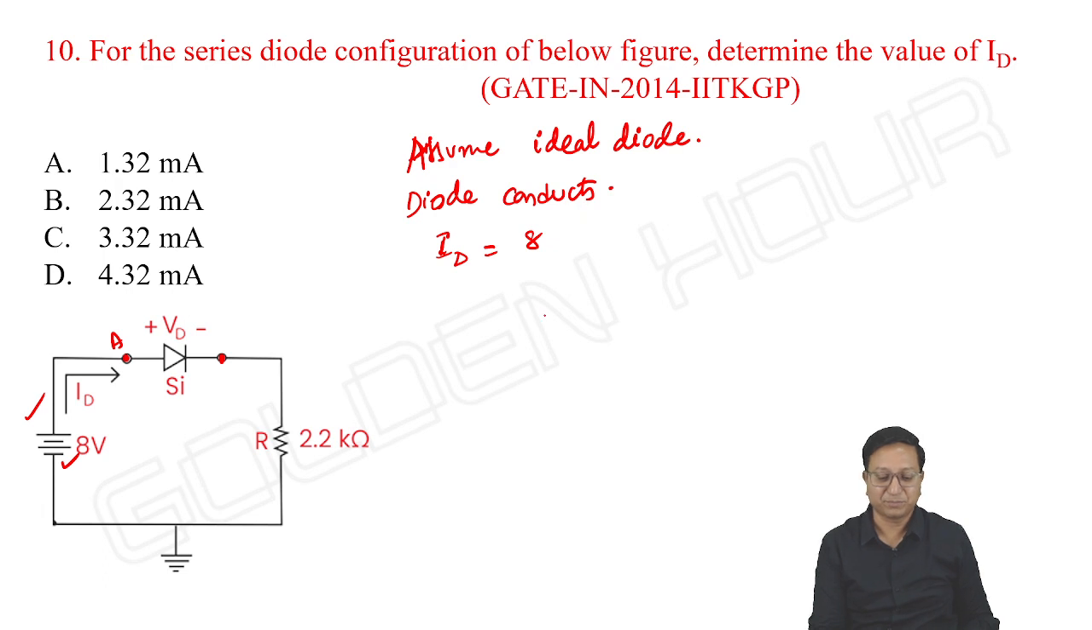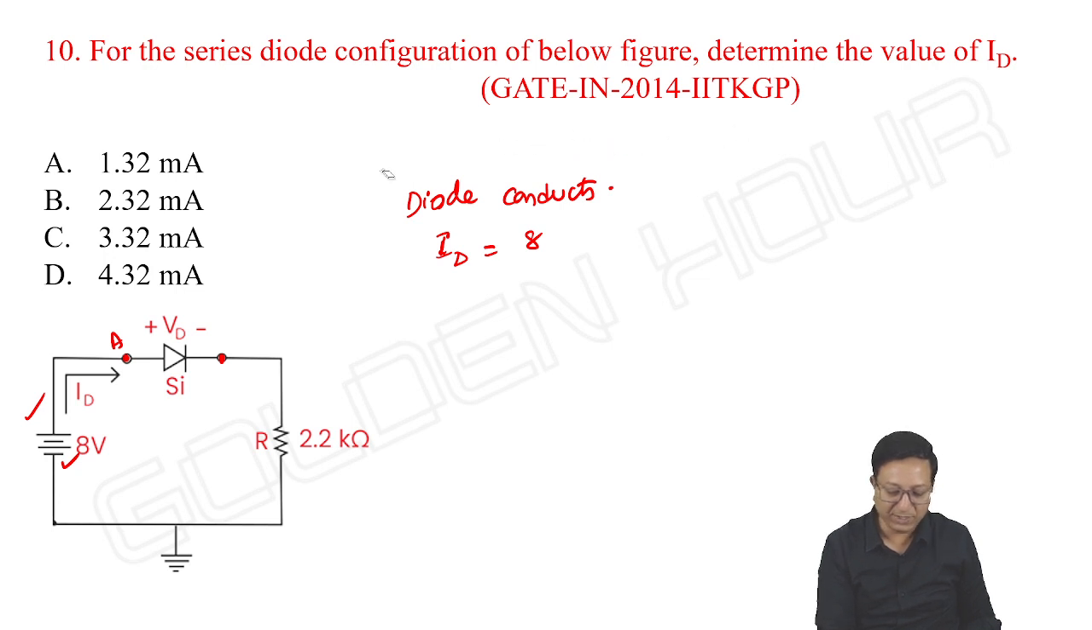Sorry, friends. I'm just erasing this. Sorry, we cannot assume ideal diode. It is mentioned silicon. The only thing I can say is the diode conducts. And once the silicon diode is in conduction, the voltage across the silicon diode is in general taken as 0.7 volts.